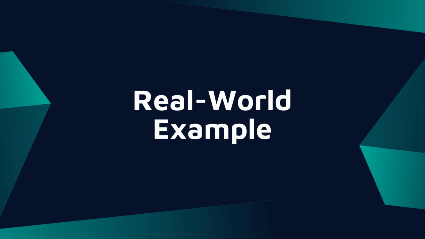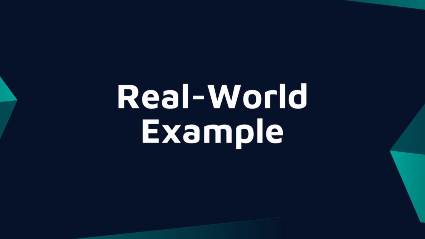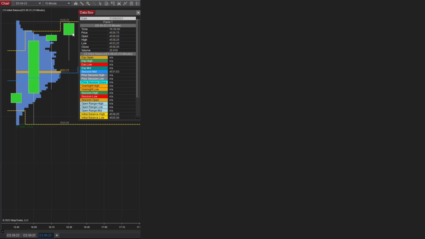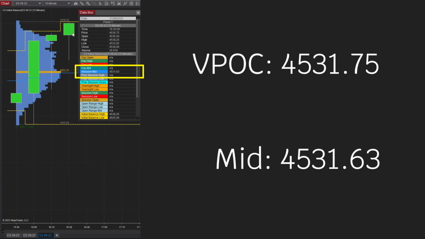Let's get practical and dive into a real-world trading scenario to show you the power of initial balance statistics in action. Picture this: you're trading the E-mini S&P 500 futures, commonly known as the ES. The initial balance for the day has been formed, and you notice something interesting. The volume point of control is above the midpoint of the initial balance range. For those who might not be familiar, volume point of control is the price level where the most trading volume has occurred. And the mid is simply the halfway point between the initial balance high and low.